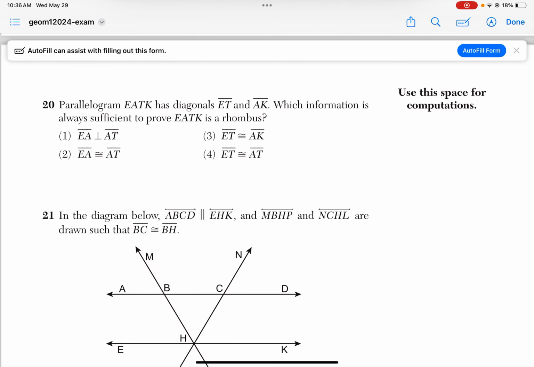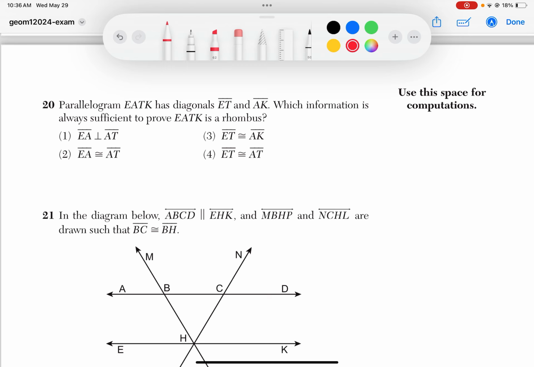Number 20, parallelogram EATK. We know it's a parallelogram, so let's just draw a parallelogram. EATK. Diagonals ET and AK. Which information is always sufficient to prove that EATK is a rhombus? Okay, so what do rhombuses have? What must they have? Well, they must have 4 congruent sides.